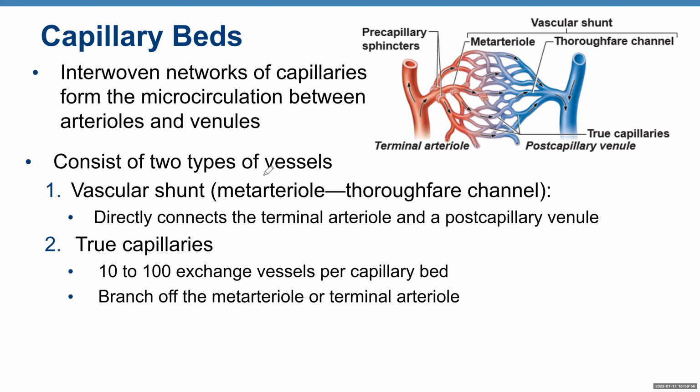Capillary beds consist of two types of vessels: a vascular shunt, or metarteriole, which directly connects arteriole and venule, and true capillaries. So this is our metarteriole and thoroughfare channel. It continues with this thoroughfare channel, a direct connection between arteriole and venule. Everything else is called true capillaries: 10 to 100 exchange vessels per capillary bed, branching off the metarteriole or terminal arteriole.